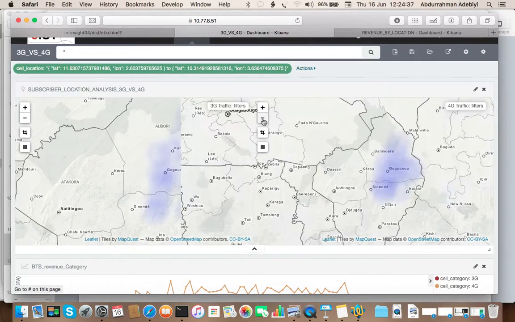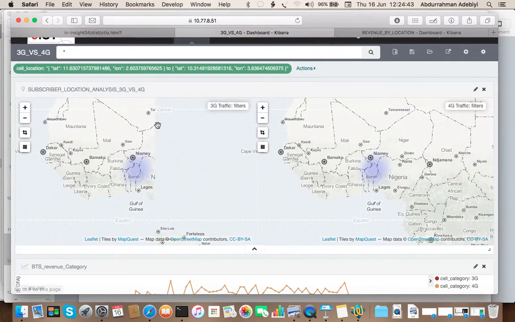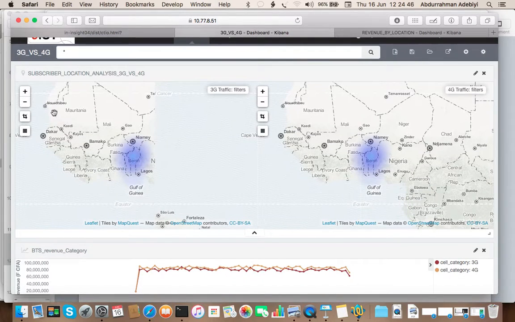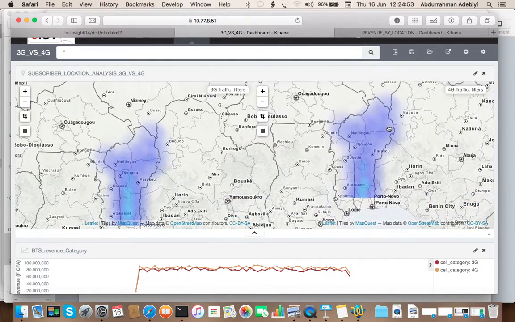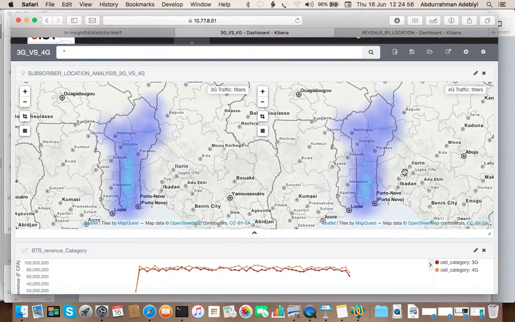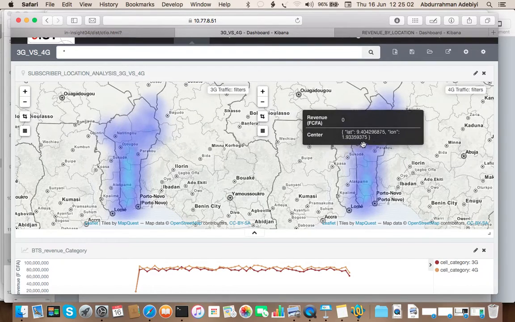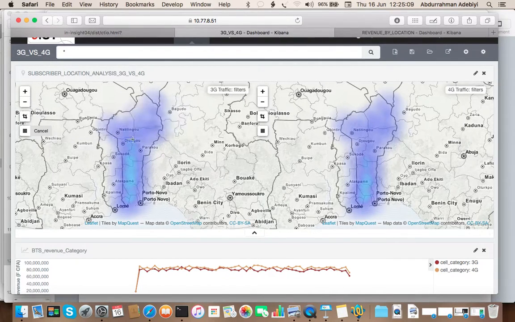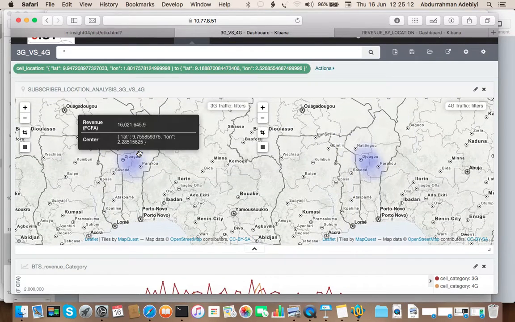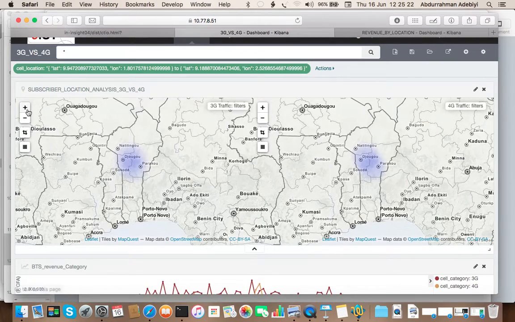Okay, quite the same pattern. Let's zoom out. And we noticed again that 3G and 4G networks are pretty much the same, except around Jogo as well. It's a little different, a little bit of this shade here around the central northern part of the country. Yes, we see more, although this area is pretty much the same or more. So let's zoom in.